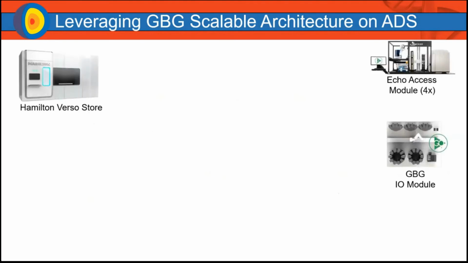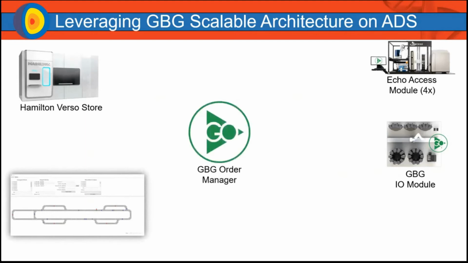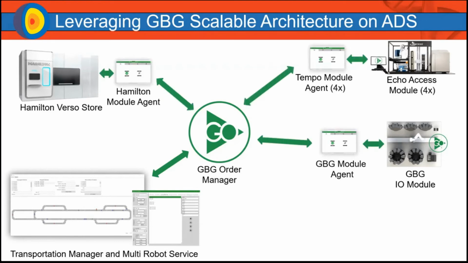In this example, I just highlighted the different modules or workstations that are out there. We also have a MagnaMotion track at the center of this, essentially connecting these workstations. But virtually, what we have is the GBG Order Manager, and essentially this is acting as the air traffic controller. It has the ability to plug into the Transportation Manager applet and the multi-robot service. So we're able to leverage GBG's application to control the track, as well as the 6 different robots on the different modules as they pick and place things from the track. The solution to how we interface with these different modules was GBG's agent.